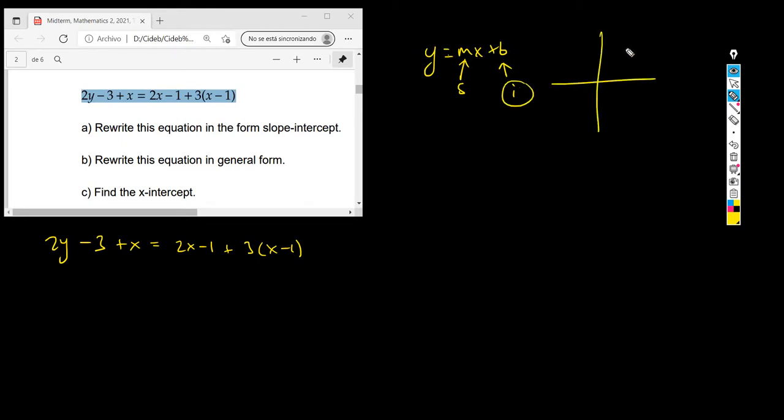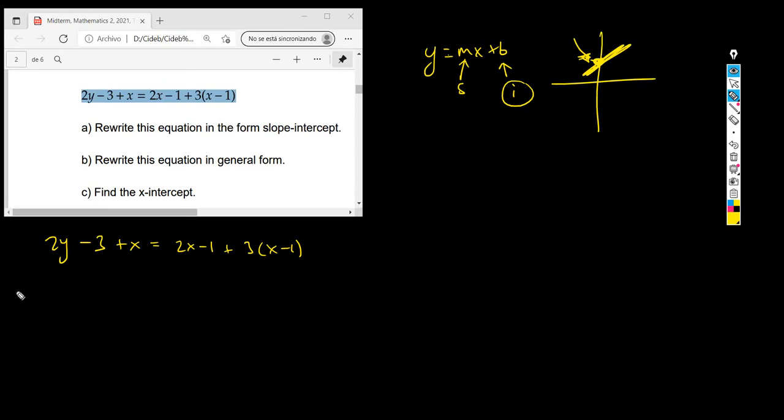Let me write down the equation. There you go. And let's rewrite it in the form slope intercept. What is the form slope intercept? This one. This is the slope. This is the intercept. What intercept? The one with the y-axis. This one. That intercept. So let's do it.